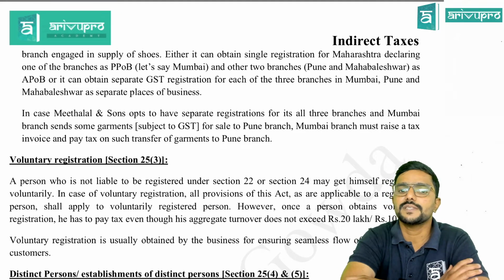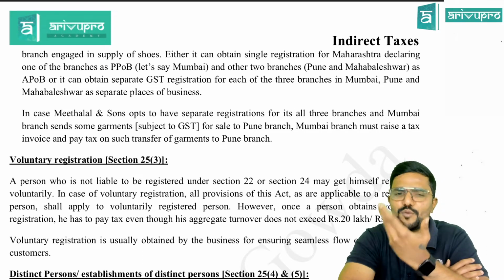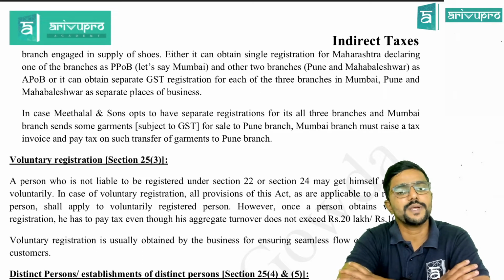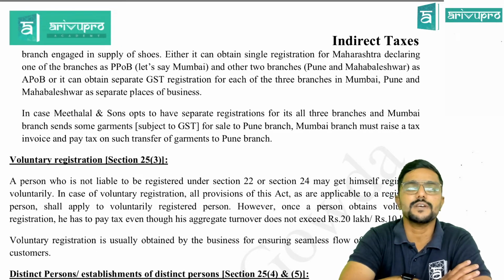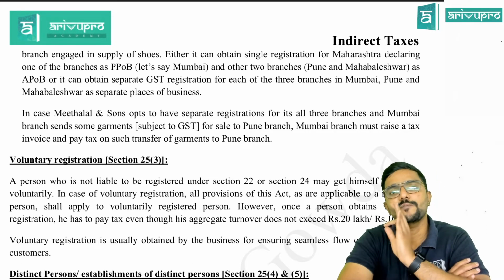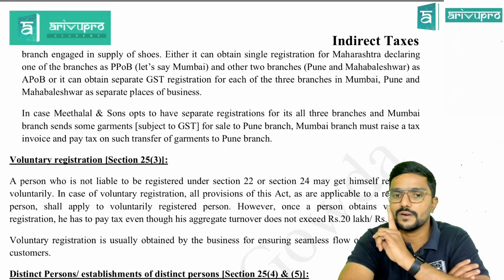Either it can obtain single registration for Maharashtra, declaring one of its branches as principal place of business, let's say Mumbai, you can declare that as principal place, and other 2 branches, Pune and Mahabaleshwar, as additional places of business, or it can obtain separate GST registration for each of the 3 branches, that is Mumbai, Pune and Mahabaleshwar, as separate places of business.